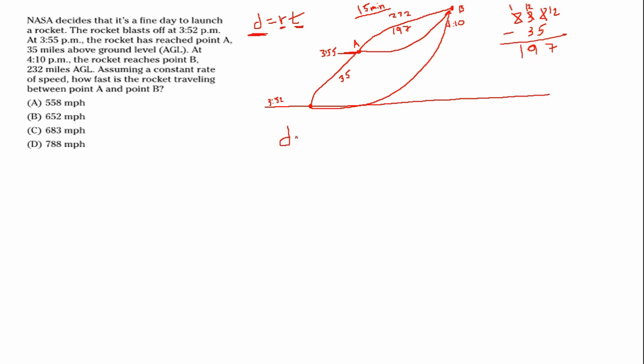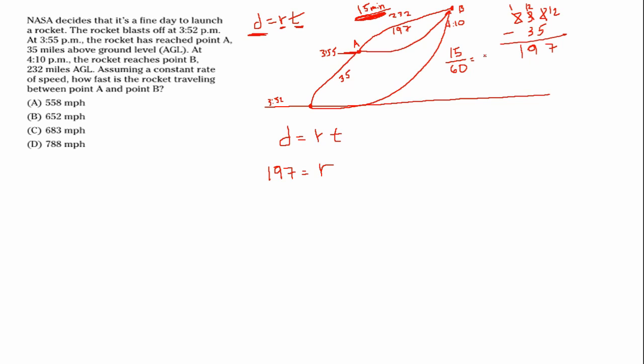Again, to find rate, we simply do distance equals rate times time. In this case, we know the distance from A to B is 197. We don't know what the rate is. The time is 15 minutes. Let's take a look at this. 15 minutes, miles per hour. Do you see a conflict? Minutes, hours. So to be safe, we have to convert this minutes to hours. Okay? And to do that, we divide it by 60. 15 minutes is the same as 15 over 60 hours.